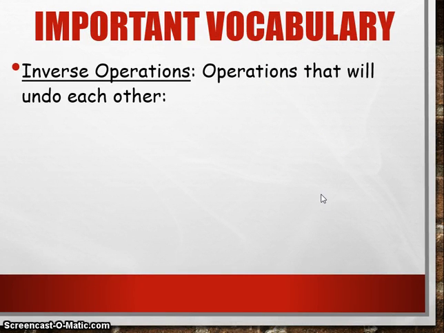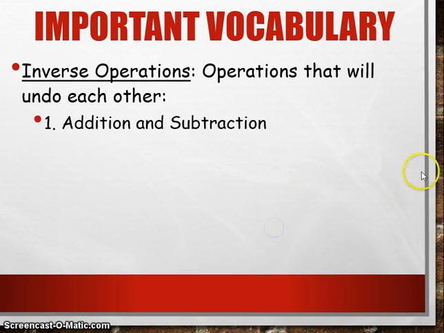So let's first talk about inverse operations. Inverse operations are operations that will undo each other. For instance, addition and subtraction will undo each other. If I start with the number 1 and I add 2 to it, and then I subtract 2 from it, I get right back to where I started. That's an example of inverse operations.